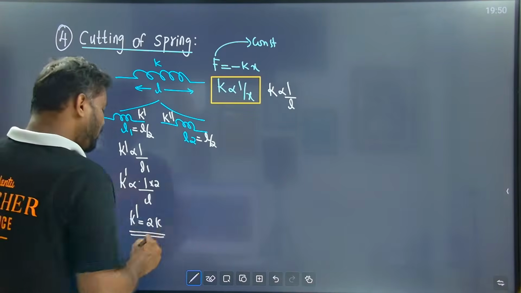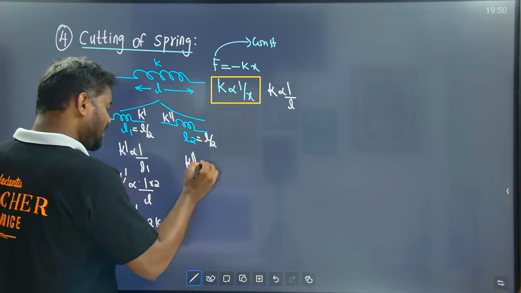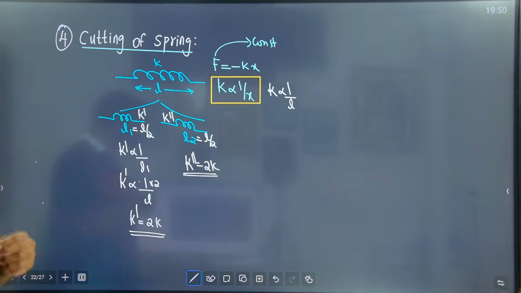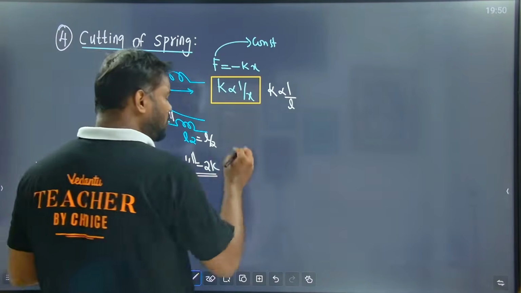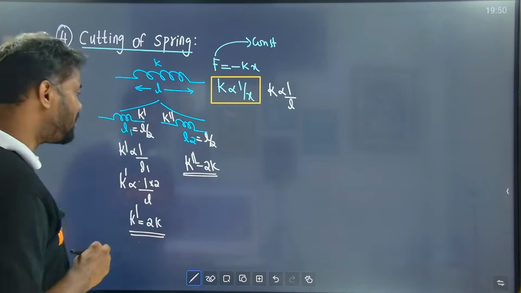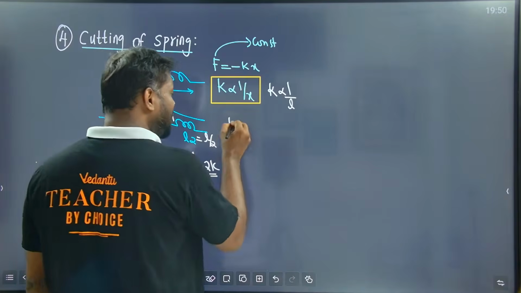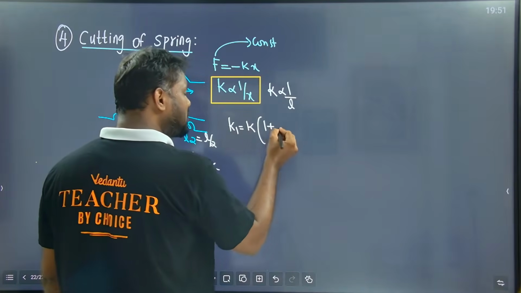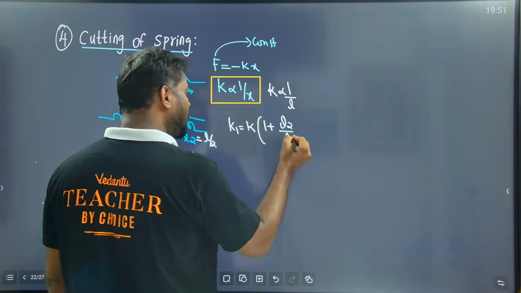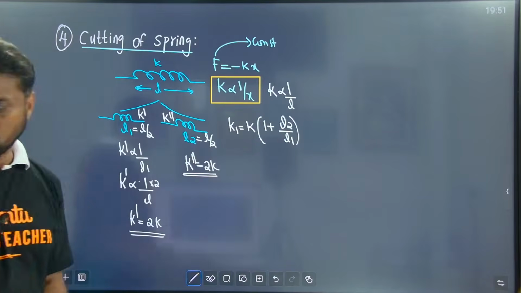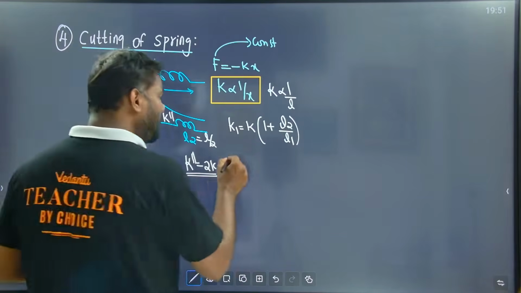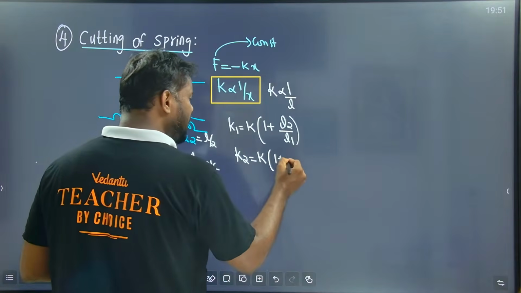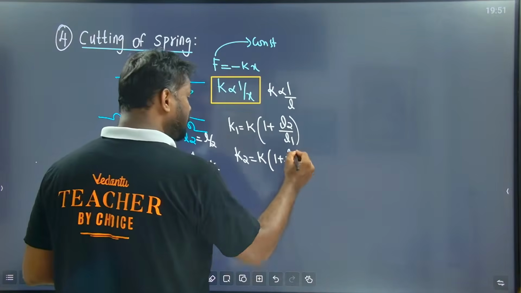So if the length is L/2, then k double prime will be 2 times k. This must be known clearly. This is the short form, and you must remember this relation. If I want k1, then k1 is equal to k into 1 plus L2 by L1. And if I want the value of k2, then k2 is equal to k into 1 plus L1 divided by L2. So this must be known clearly.